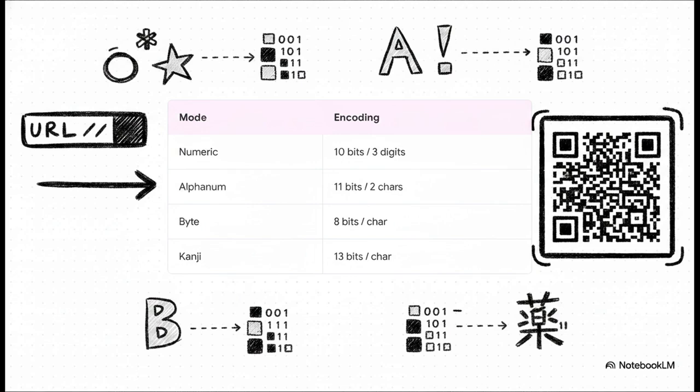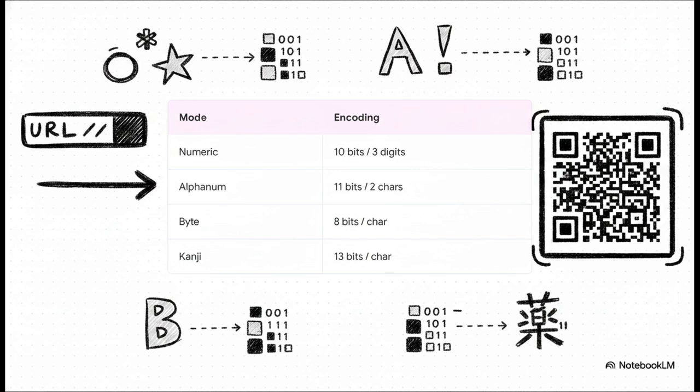So how does a long website URL actually become a bunch of black squares? Well, the system uses 4 standardized modes to efficiently translate information into binary data, ones and zeros, where a black square is a 1 and a white square is a 0. Numeric data is highly compressed, while alphanumeric, byte, and kanji modes take slightly more space.